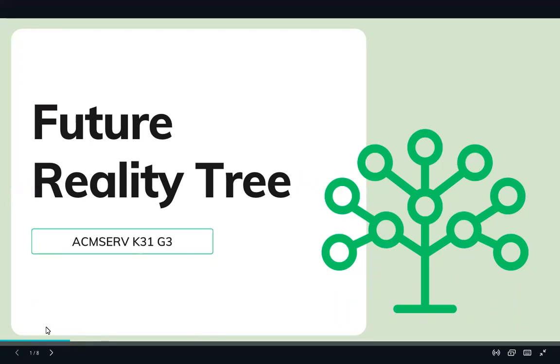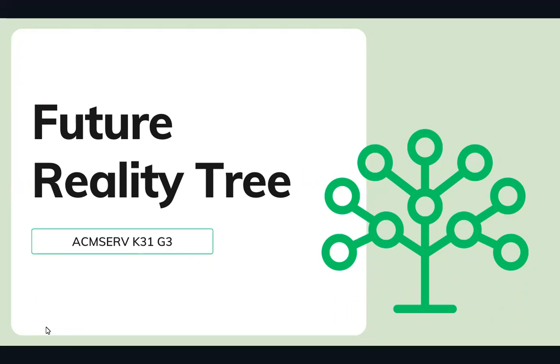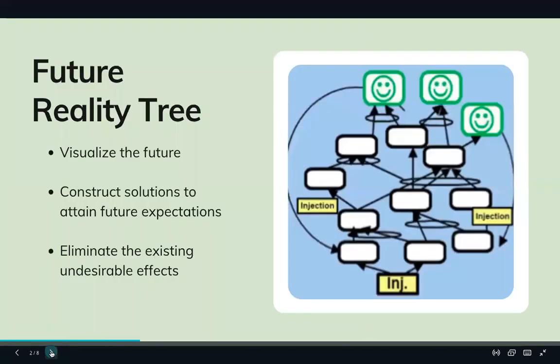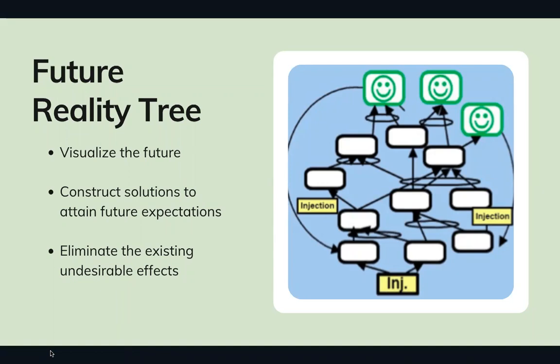Good day, everyone. Today, we will be discussing the future reality tree. As the name suggests, the future reality tree is a tree that allows a person to visualize the future. The FRT is a thinking process that helps individuals to construct solutions to attain future expectations. It enables the creation of a logical structure of the future system to eliminate the existing undesirable effects by creating desired effects without devastating new ones.